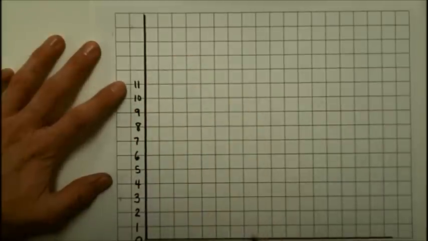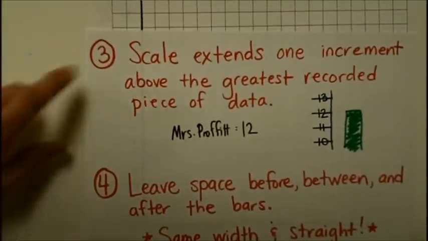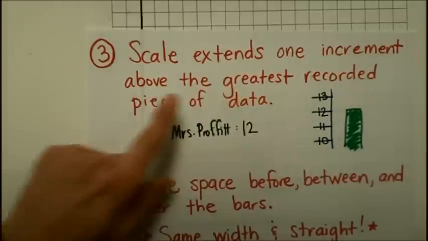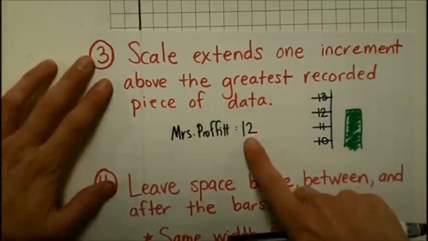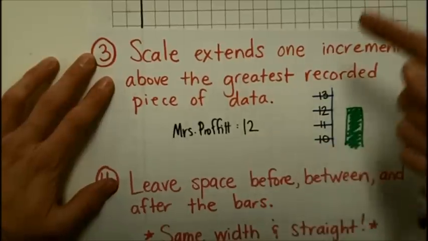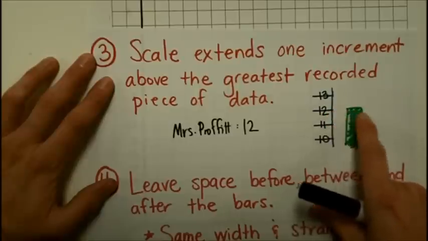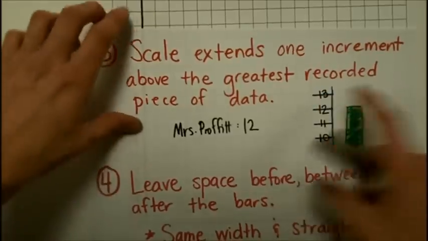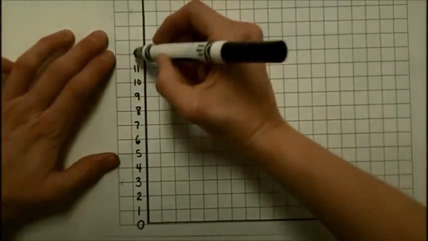All right, now we need to figure out how far we're going to go on the Y-axis scale. Let's look at the next step. Step number 3 says that the scale extends 1 increment above the greatest recorded piece of data. So since my number of shoes was the greatest, which is 12, I want to go 1 number past that, which is 13. So you can see here 12 will be the height of my bar. I'm going to go 1 more over that. So I'm going to need to go all the way up to 13.